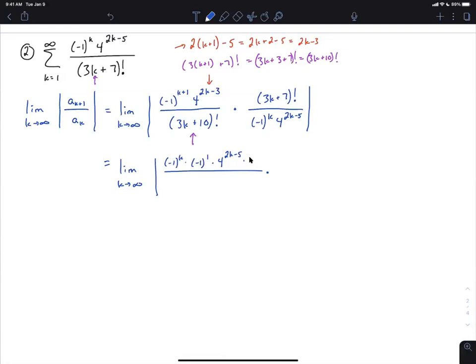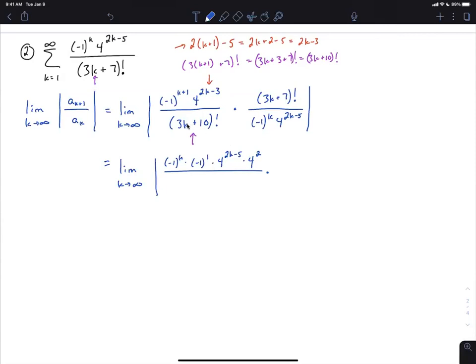So what would I need? 4 to what power to get back to 4 to the 2k minus 3? What do you guys think? What would I need? Squared. Yeah, because if I now add those powers, then I would get back to 2k minus 3. Does that make sense to everybody? Everybody clear why I'm breaking it up that way?